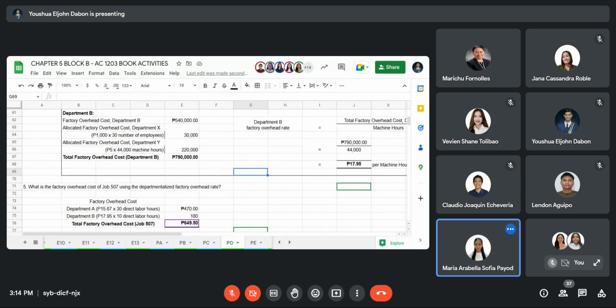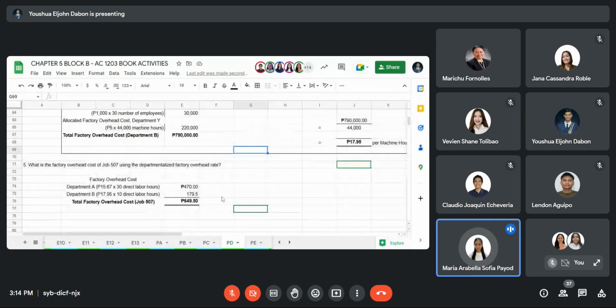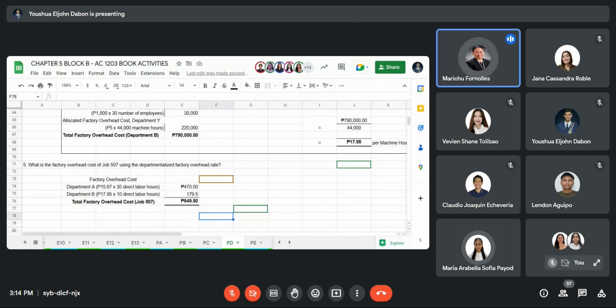Now for number 5, the required is what is the factory overhead cost of job 507 using the departmentalized factory overhead rate. For department A, we multiply 15.67 times 30 equals 470 pesos. Down to the last centavo, okay, 15.67 times 30 would be 470.10.